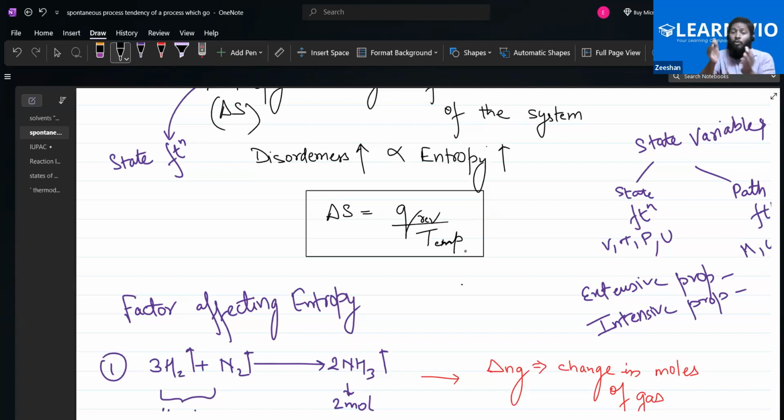This is one of the shortest formulas. Delta S is equal to Q by T. You have to put in the enthalpy or any heat involved, and then divide it by the temperature at which the process is happening, and you find the delta S. In this way you can get the change in entropy.